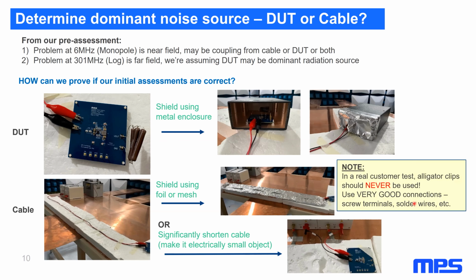One quick note here: in these pictures I'm showing cables that have little alligator clips, which we use for quick A/B test comparisons. But when you're doing a real EMC test on a customer setup, we do not recommend using these clips. We recommend using very good connections, such as screw terminals, or soldering the wire directly to the board. You want to make sure you always have a good connection before you get too far into your debugging.